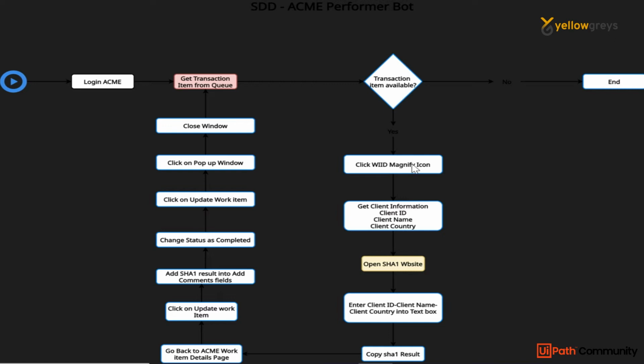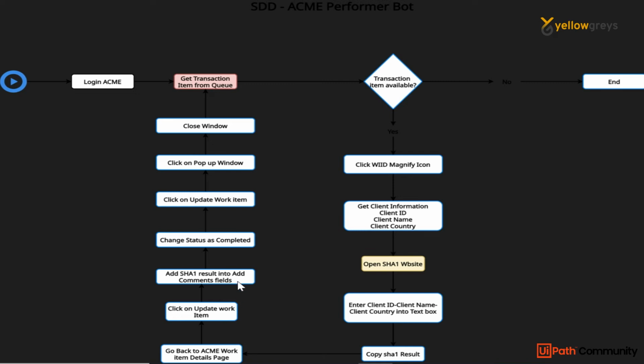If it is available, it clicks on the related magnify icon. Then it fetches the information: client ID, client name, client country. After that, it opens the SHA1 website. Then it enters the client ID, client name, and client country details into the text box. Then it presses the hash button, and you will get the SHA1 result. You need to copy that, and then we need to go back to the ACME work item details page. There we need to click on update work item.